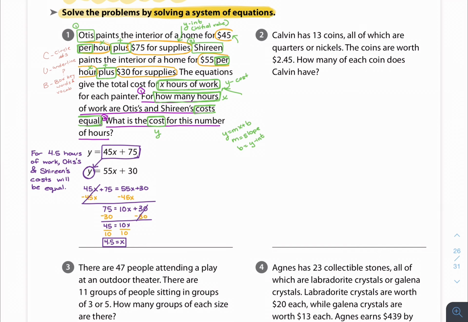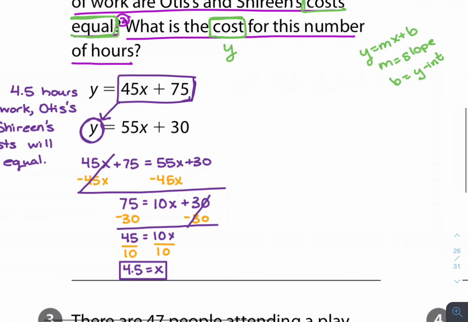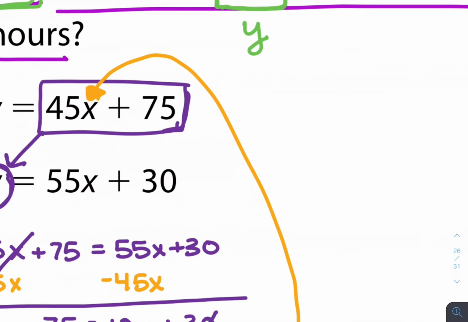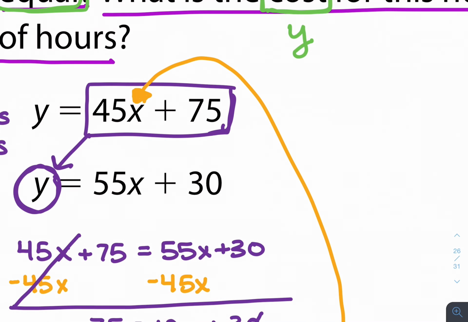Now to answer the second question, what is the cost for this number of hours? I need to find y. And the way I'm going to find y is I'm going to take this value of x and substitute it into the first equation. Now it doesn't matter which equation you choose to substitute it into. You just have to take it back and substitute it into one of the originals. So I'm going to rewrite the equation. y equals 45x plus 75. And now I'm going to bring that 4.5 in for x.